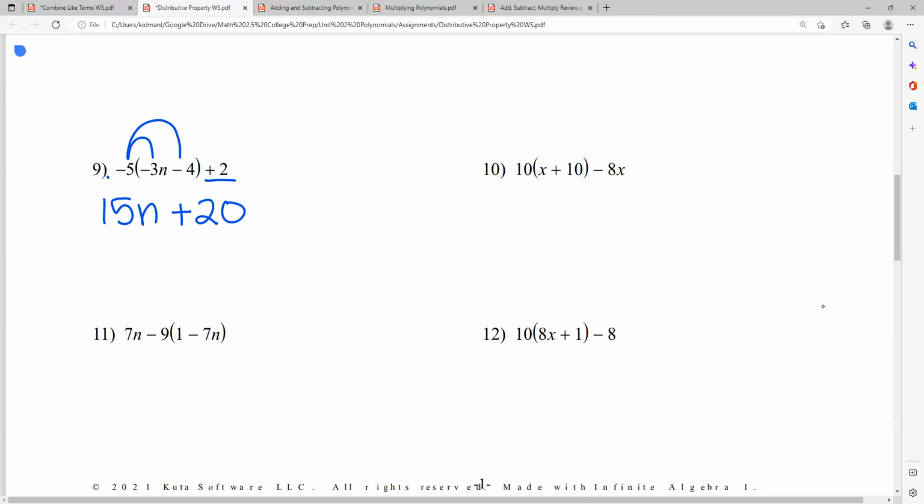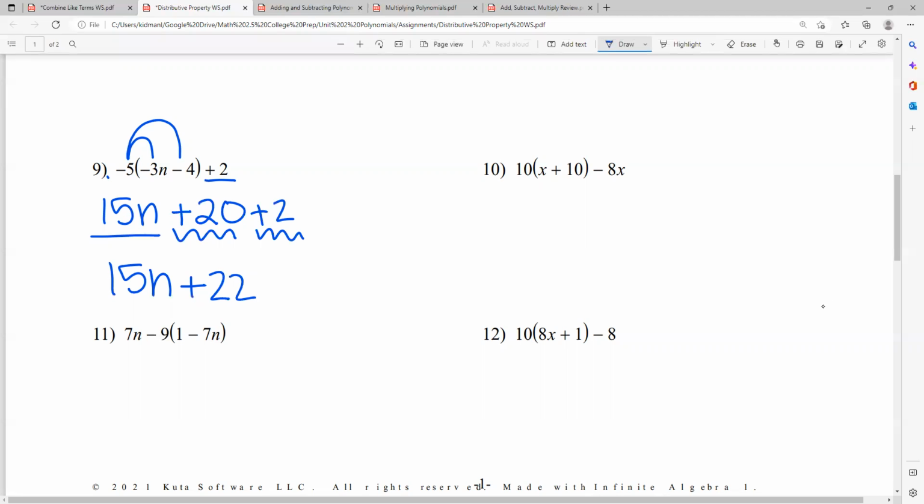Then this plus 2 is on the outside, so our negative 5 does not get distributed in to that. It's going to be negative 5 times these two, but our plus 2 just goes on the end. Now we want to look, is there anything that we can combine together here? I've got this 15n, which there are no other n's, so I'll just write it as it is. I've got a 20 and I've got a 2. So 20 plus 2 is 22. You can see how we just add those together.